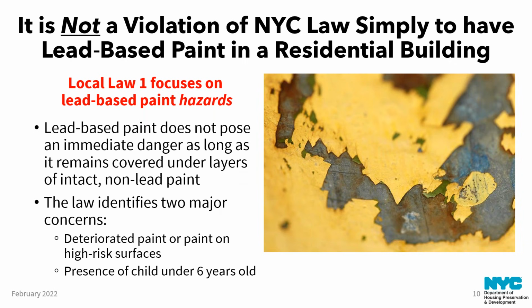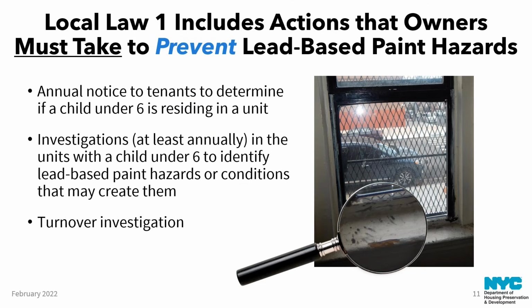So what does the law require of building owners? Well, there are some actions that are required to prevent hazards from happening, and some actions required to correct them if they have occurred. Most of us in New York City are familiar with the annual notice to tenants to find out where all the children under 6 are in residential units, and then the required follow-up investigation to find deteriorated paint and other hazards in any unit where there is a child under 6. So this is an example of how the law asks building owners to prevent problems.